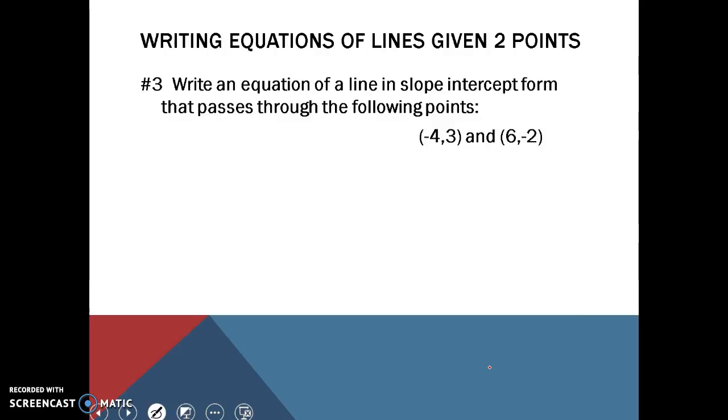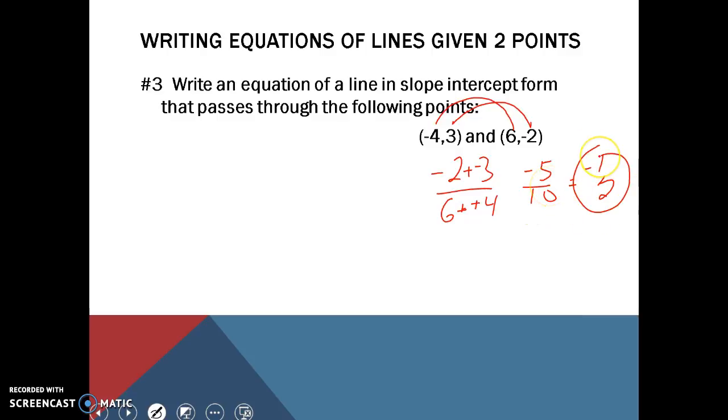So we're going to find the slope first. We're going to take negative 2 minus 3 over x2 minus x1, which is 6 minus negative 4. Well, negative 2 minus 3, that's negative 5. That's negative 2 plus a negative 3. 6 minus negative 4 is the same thing as 6 plus a positive 4, which is 10. So this slope is negative 1/2.